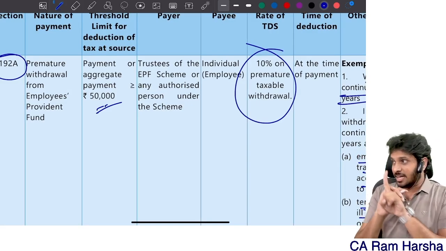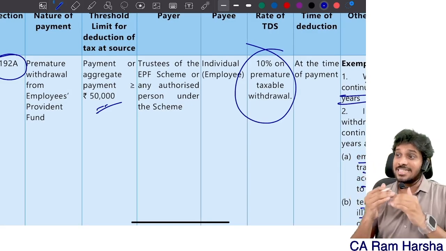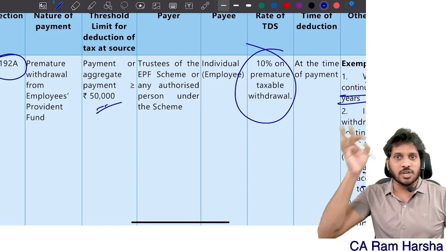And remember, again, this is a threshold limit. Only 194N is a slab limit. Remaining all other TDS provisions are threshold limits. Yes or no?